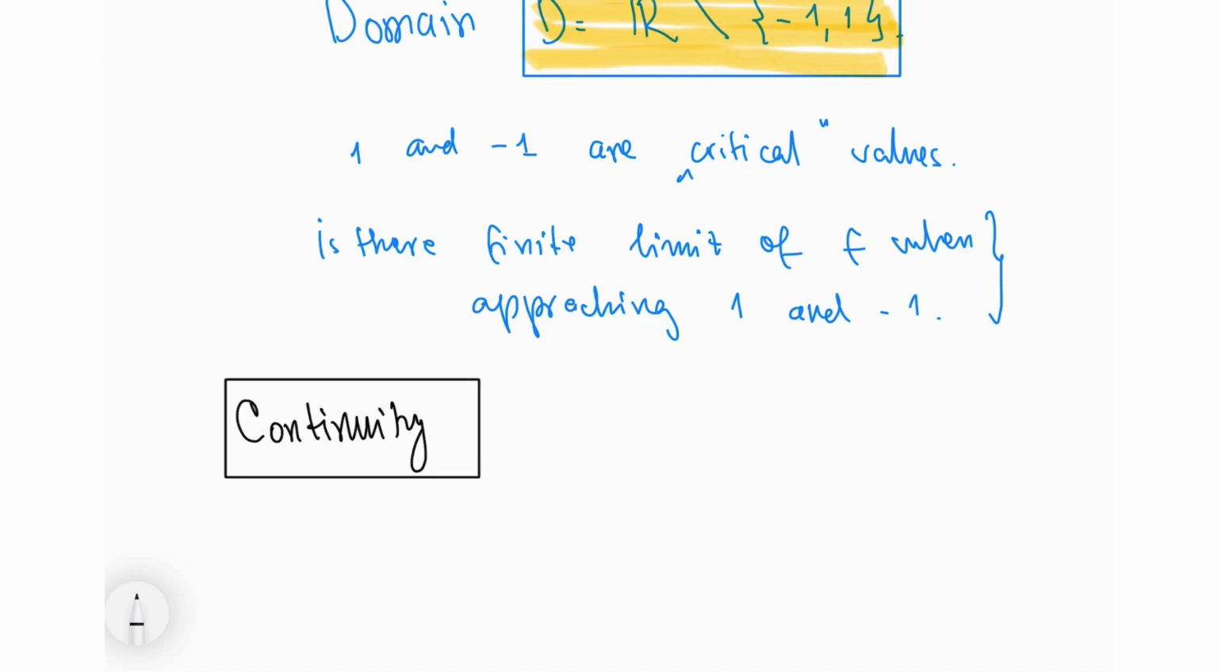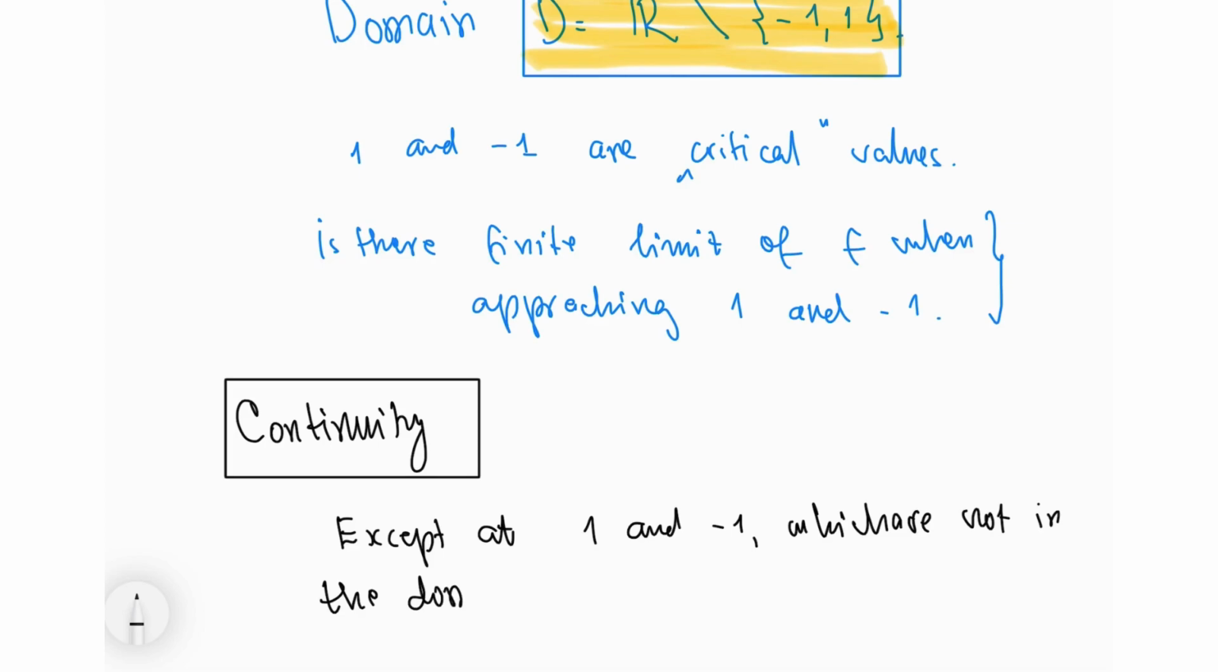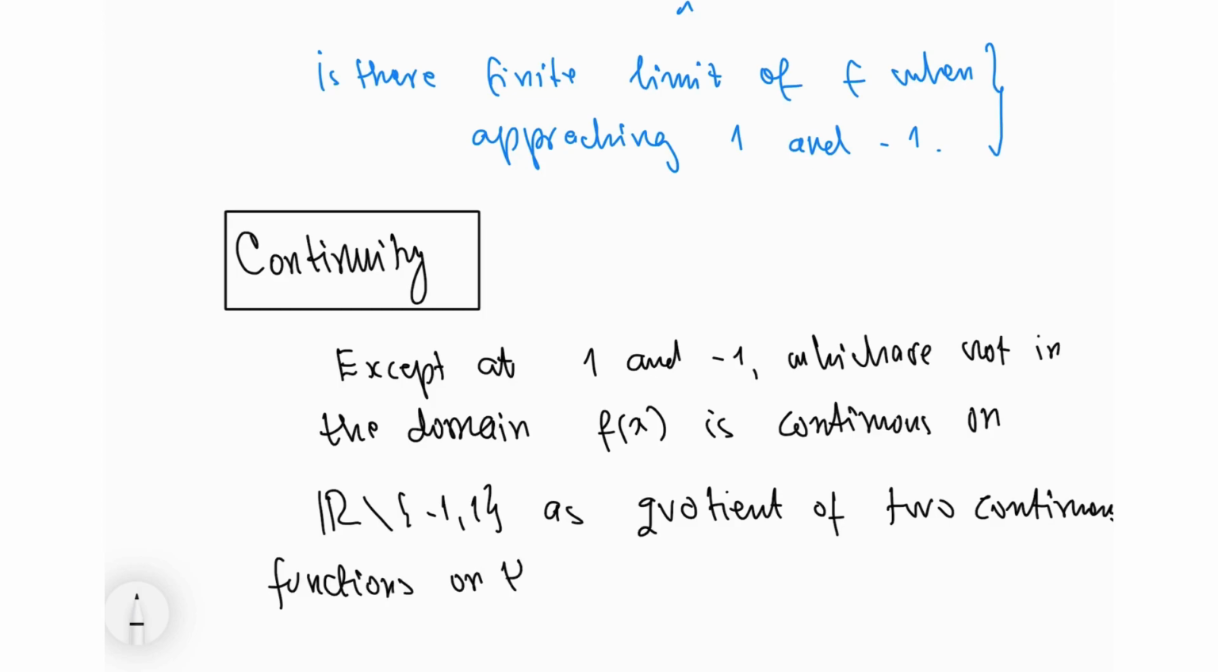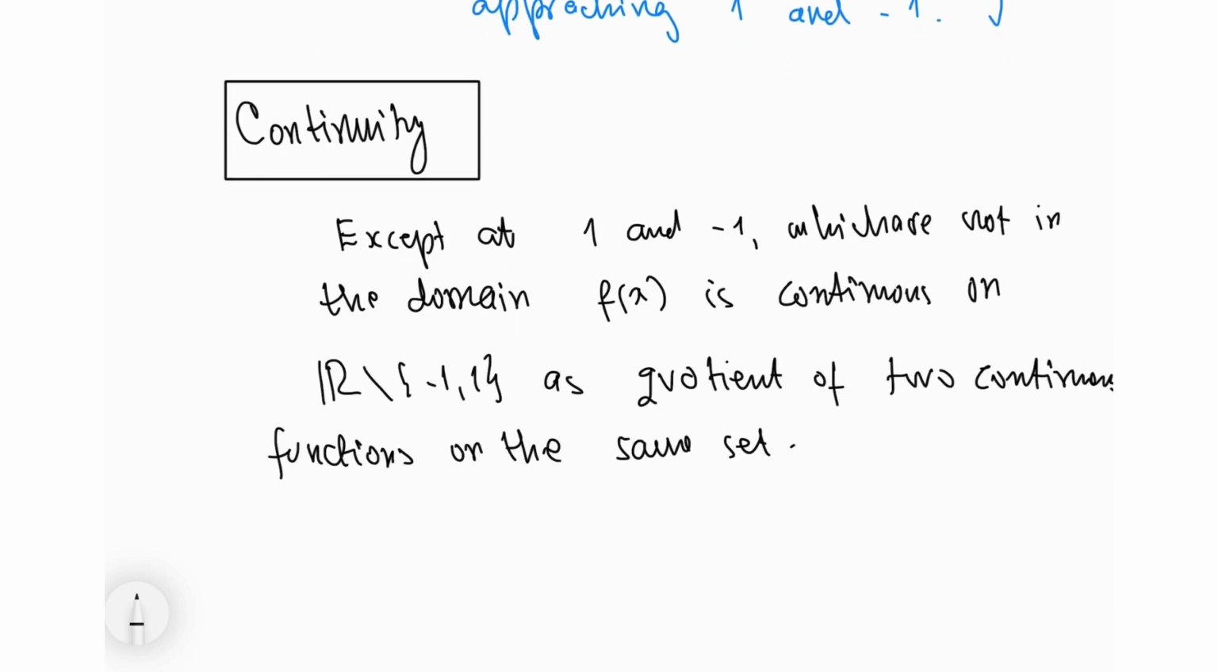So obviously, except at 1 and minus 1, which are not in the domain, f of x is continuous on R without minus 1 and 1, as a quotient of two continuous functions on the same set. So that means that apart from 1 and minus 1, the function is continuous everywhere.